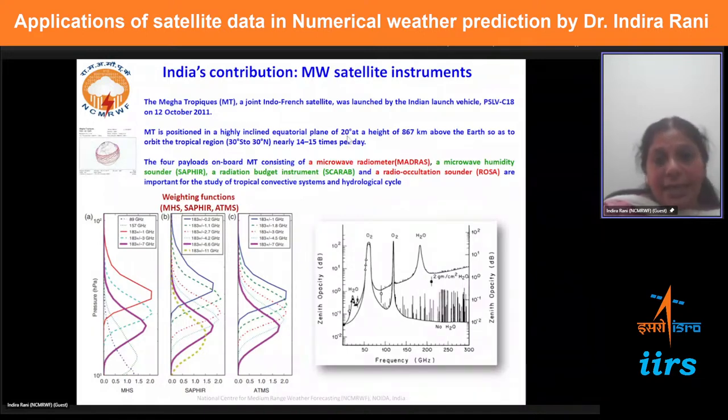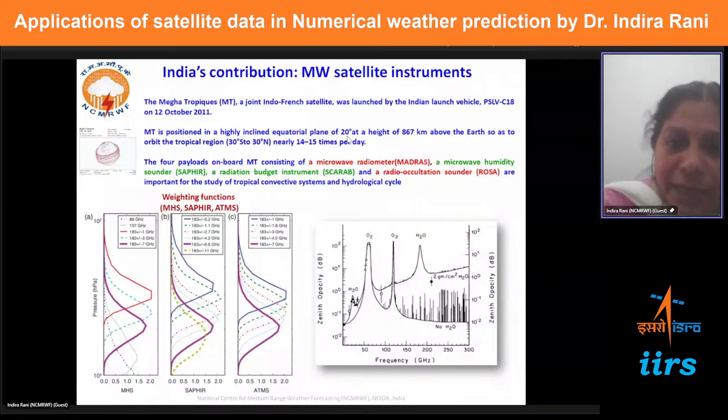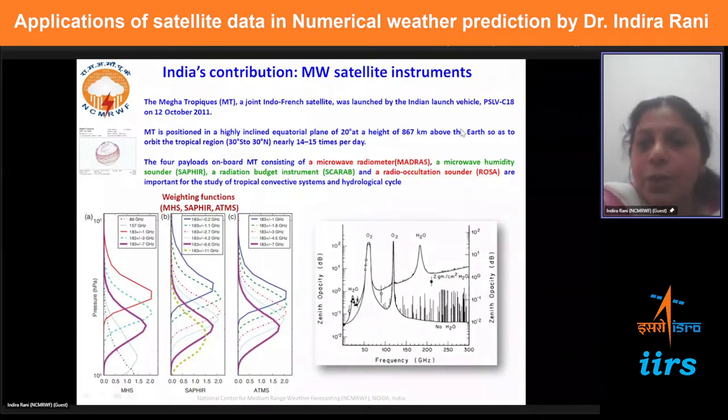And another payload was ScaRaB, that is not for NWP purpose, it is only for the radiation budget computation kind of thing. And there was a radio occultation sounder also. In the beginning we discussed radio occultation data, that is the GNSS-RO data. So ROSA was one of the payloads onboard Megha-Tropiques. So that data also we have used in our NWP assimilation system.